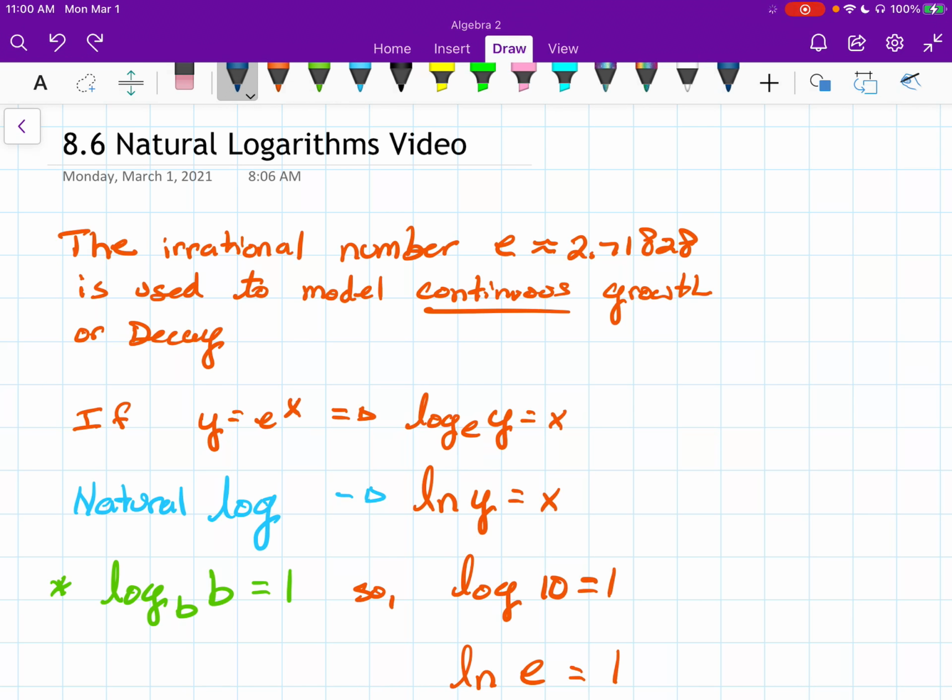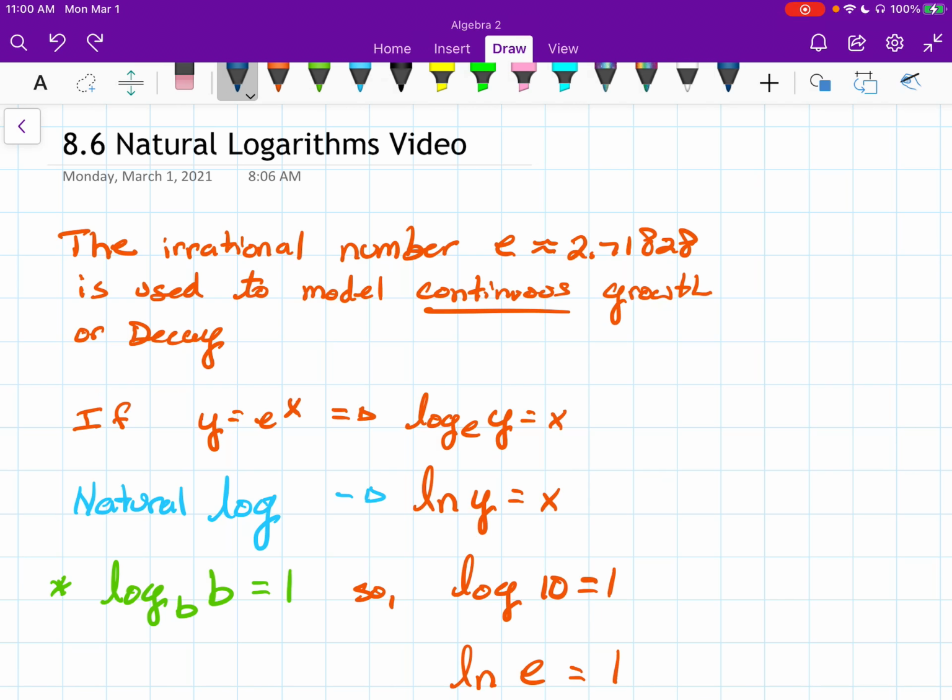All right, 8.6 natural logarithms. So we've talked before about the irrational number e, which is about 2.72. It's used to model continuous growth or decay. So in another video, we talked about when cash in our savings account, when do we get our interest on that? And it was modeled, I think, on monthly for that one.